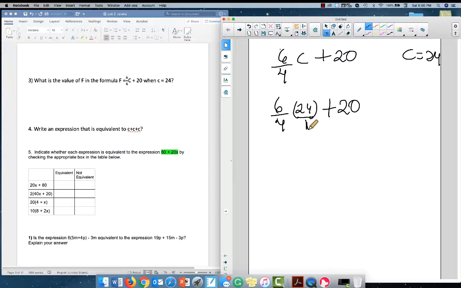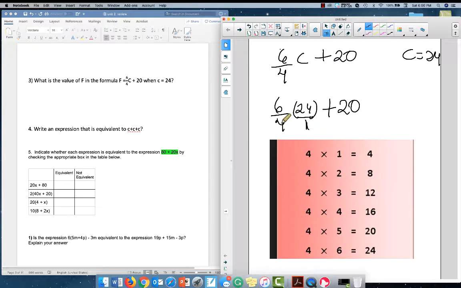I know some of you do not like to cross cancel, but cross canceling makes it a lot better because it makes your number smaller. So we're going to cross cancel by 4. Why by 4? Because we have to find a number that they both have in common. So I'm going to show you a times table, and you're going to see how in the times table 4 is a number that is in common with the 4 times table. You will find 4 and 24 in the same times table.